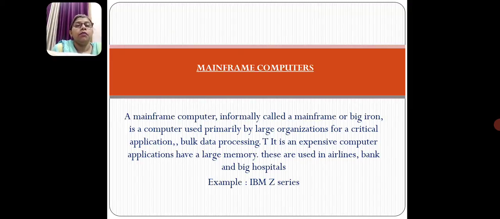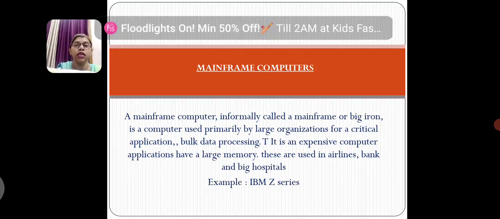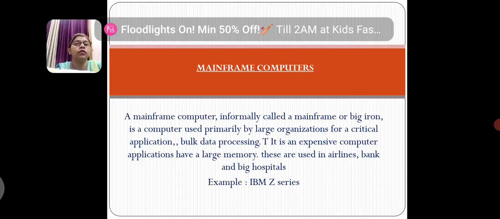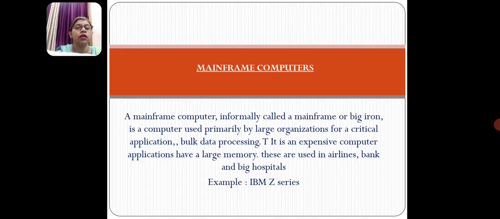Critical application, bulk data processing. Its data processing is bulk. It sends or receives data in bulk, in the form of lots of packets of data. It is an expensive computer and has a large memory. These are used in airlines, banks and big hospitals, as I told you. For example, IBM Z series.